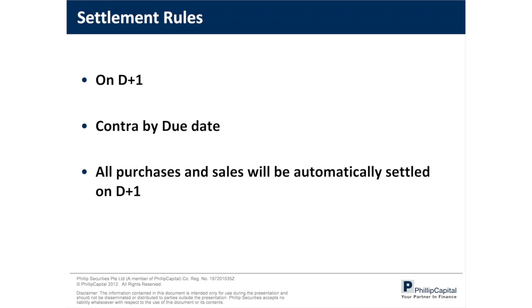The settlement date for all contracts is due +1. If you wish to contra, the cutoff time is due date 12 noon. For Phillip margin account, all purchases and sales are automatically settled on due +1.